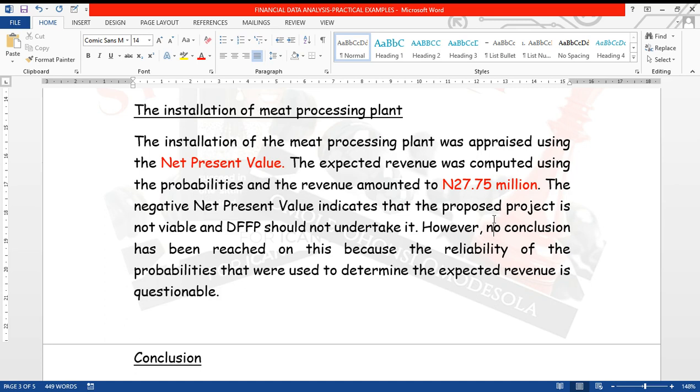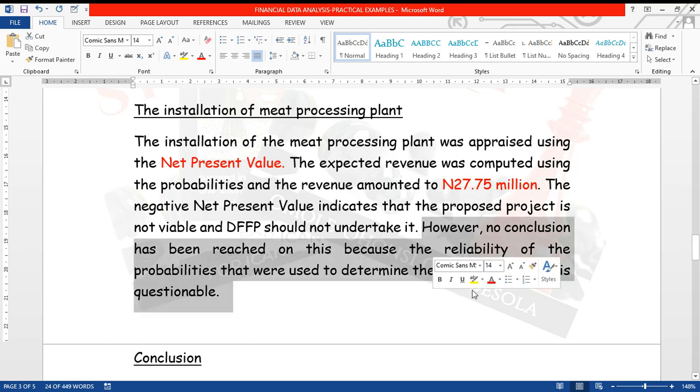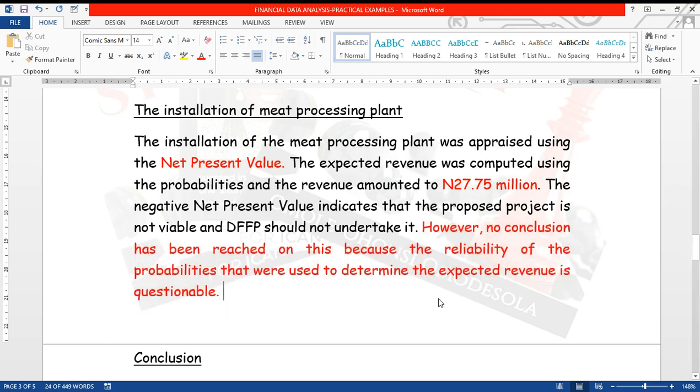Now, you are talking about what? The risk, I should say, you're talking about the negative side. So, like I said earlier, don't just be one way. Look, it should not be accepted, but how about the other way? However, no conclusion has been reached on this because the reliability of the probabilities that were used to determine the expected value is questionable. So there's a high possibility that the project will eventually be viable.